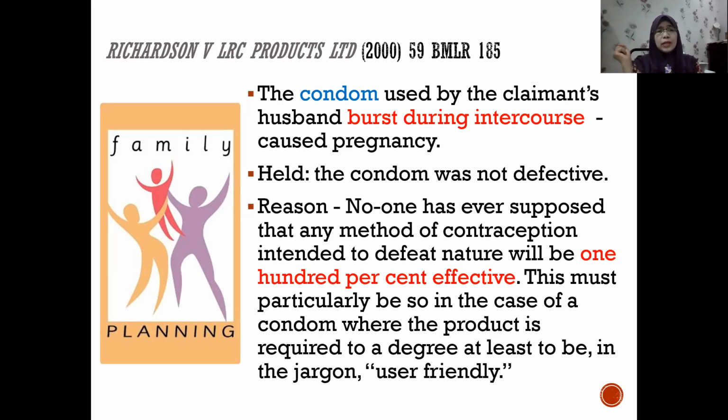But the court held that the condom was not defective. Why? The reason was that no one has ever supposed that any method of contraception will be 100% effective, because there's no 100% effective family planning. It could be 99%, 98%, but not 100%. Especially in relation to condoms, the product is required, to a degree at least, to be, in the jargon, user friendly. The user cannot expect the condom not to burst. It is possible to burst, but then it's the way you use it basically. You can read the case later.